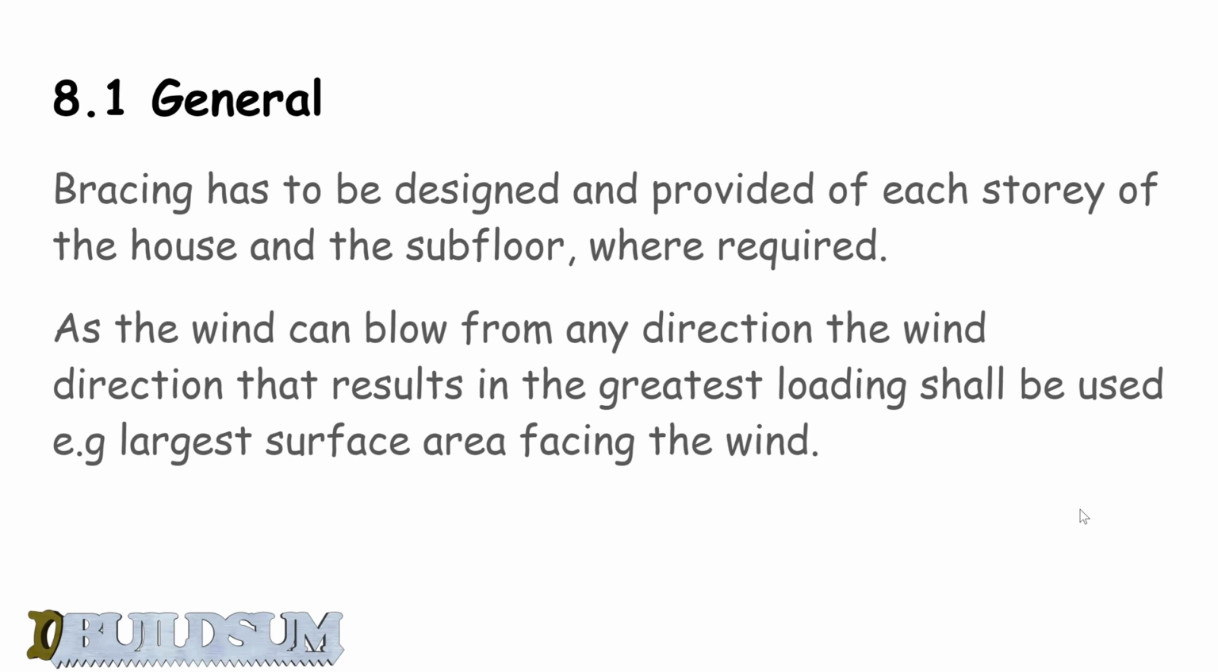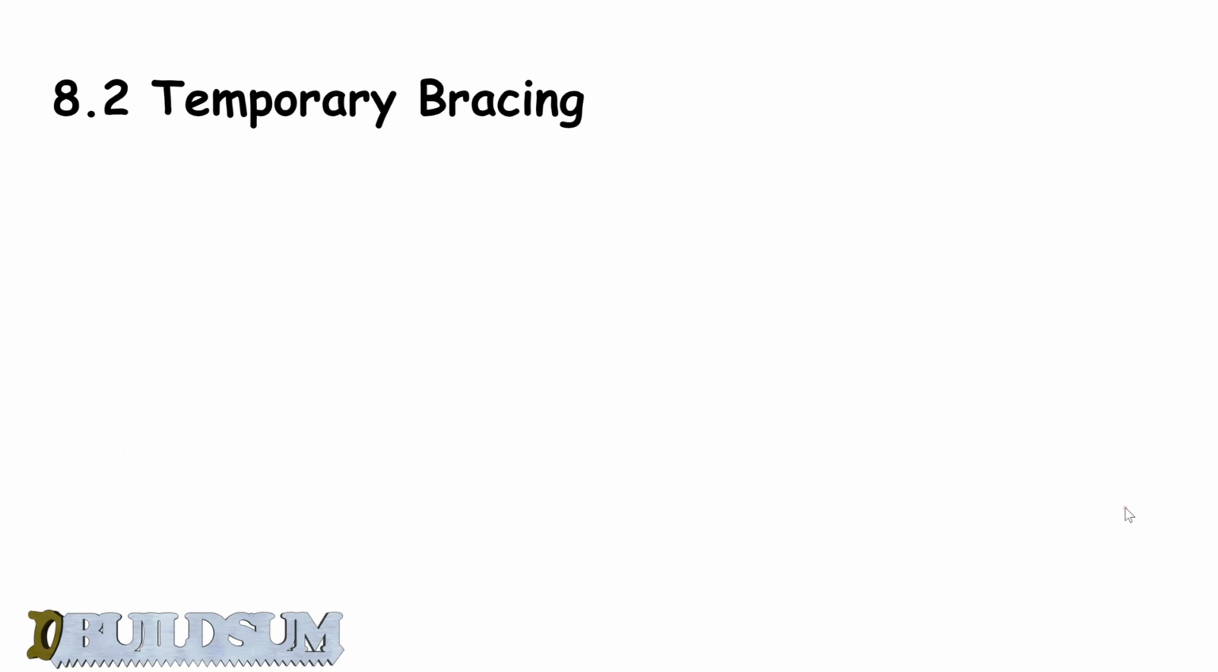Also, as the wind can blow from any direction, the wind direction that results in the greatest loading shall be used. So basically, the side of the house that presents the largest surface area facing the wind, we use that in our calculations. We always calculate 2 directions anyway: one blowing onto the front of the house and one blowing onto the side of the house. Now, if for some reason the front of your house doesn't have much surface area and there's more surface area at the back, then we would use the back. That's our biggest area and will give us our biggest load. So we always go with the largest surface area to work out our loads.